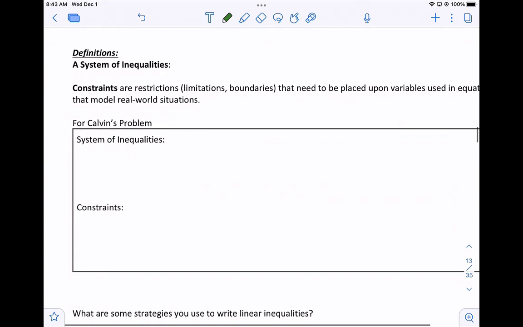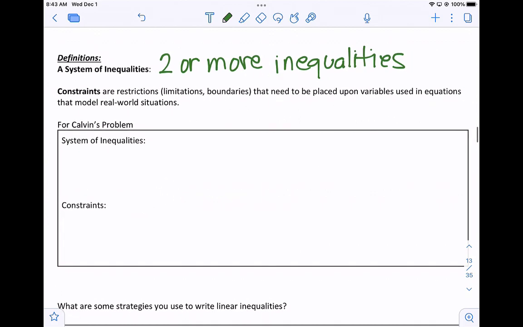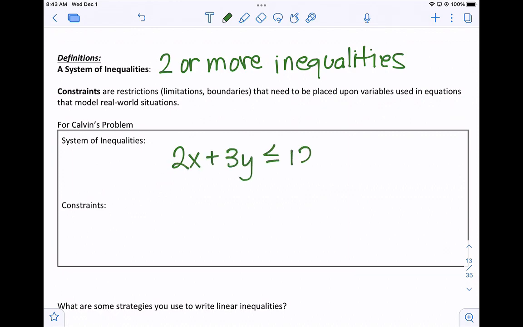And a few definitions. A system of inequalities is simply 2 or more inequalities, just like a system of equations is 2 or more equations. Constraints are restrictions. They're like limitations, boundaries, and so on. So let's talk about what that looked like for Kelvin's problem. For Kelvin, there would be one inequality that we wrote, the 2x plus the 3y should be less than or equal to 12. But there's some constraints that we can add to make our system right here.